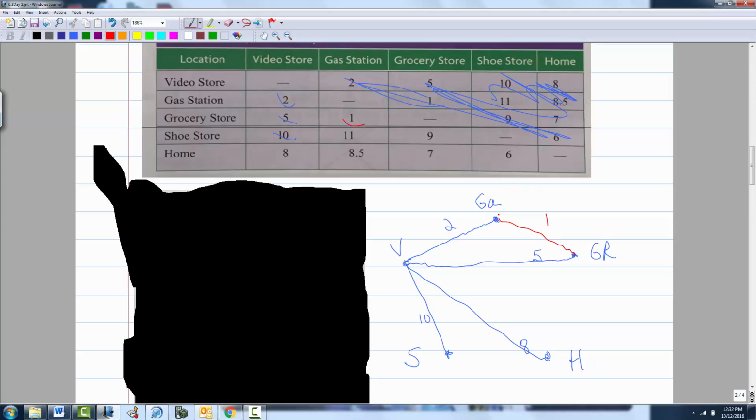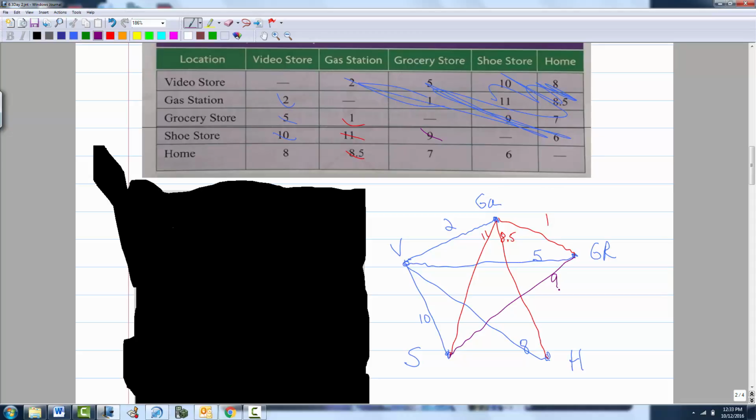Shoe store, which is over here. I'm going to put a real tight 11 on that. And then home, I'm going to put an 8.5. Try to keep the colors tight with those numbers so then they really pop and stick out. Then I'll go purple. And again, sorry if you're colorblind. Grocery store to the shoe store.